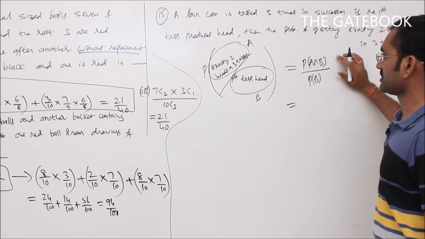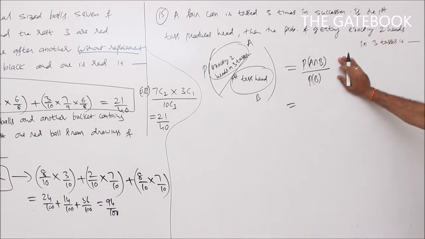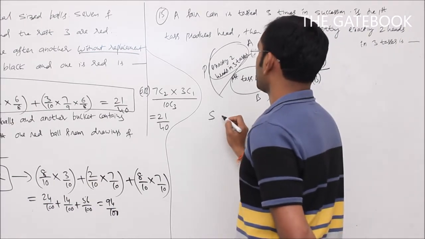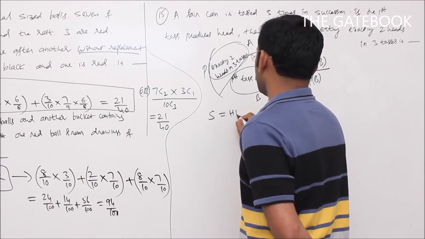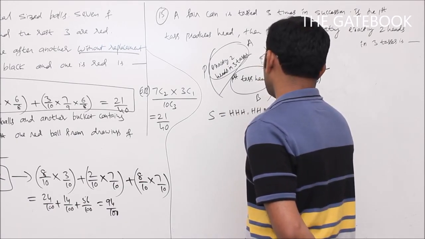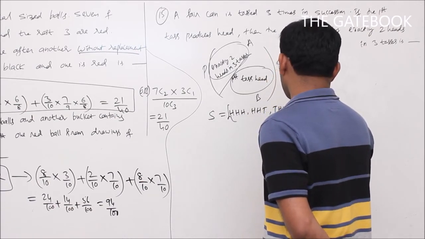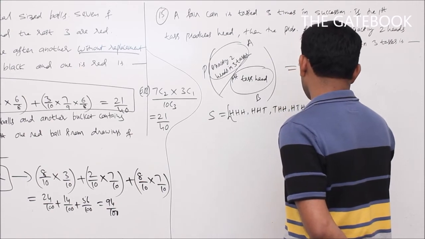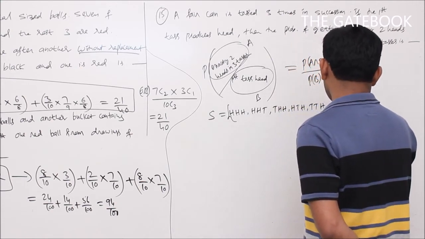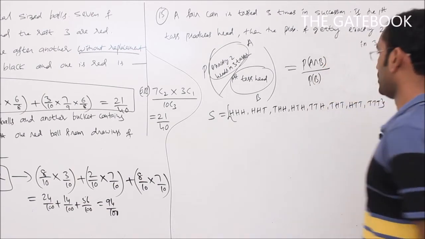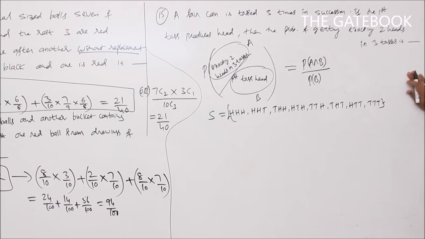So what is the P of A intersection B? Getting exactly 2 heads in 3 tosses and first toss head. What is that probability here? Let us consider the sample space in tossing 3 coins. We will get HHH, HHT, THH, HTH, TTH, THT, HTT and TTT. This is the sample space for 3 coins. A coin tossed 3 times or 3 coins, both are the same.